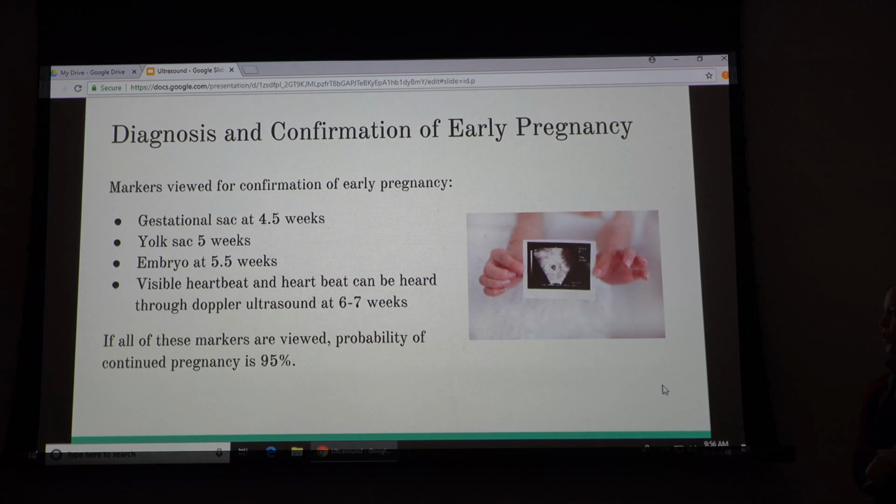So markers viewed for early pregnancy are a gestational sac at 4.5 weeks, the yolk sac at 5 weeks, the embryo at 5.5 weeks, and a visible heartbeat between 6 to 7 weeks. And if all of these markers are viewed, the probability of continued pregnancy is 95%.